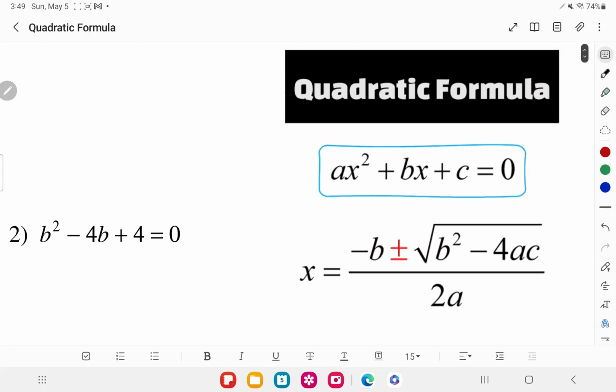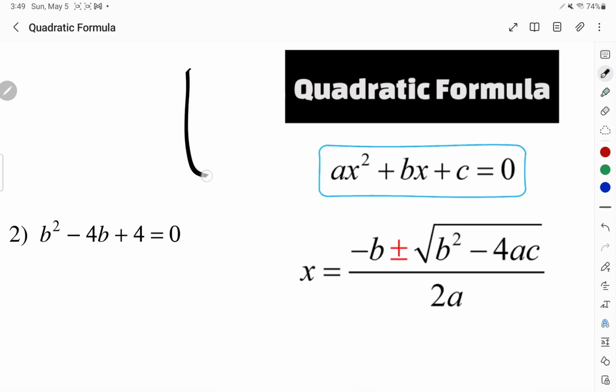So if you were to graph this equation, it would look something like this. This is my quadratic equation, and then we have my x-axis right there, and what we're looking for is the points at which they are intersecting. That's what we're looking for. We're not looking for the factors, we're looking for the solutions here.